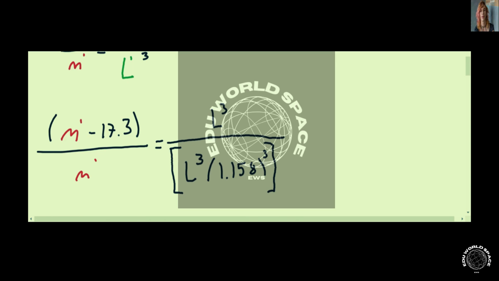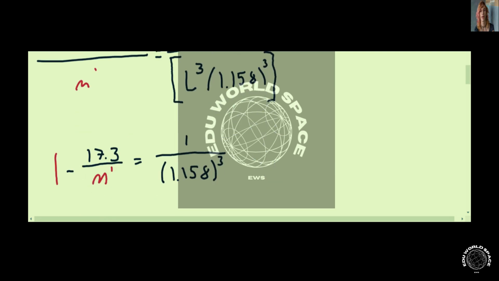At this point, we need to cancel our L cubeds, and we break up this fraction into two different fractions, because if we have a binomial or trinomial or whatever in our numerator, we can break that up into different fractions themselves. So we'll have M prime over M prime minus 17.3 over M prime. That first fraction will give us 1 minus 17.3 over M prime. And then we cancel the L cubes, so we'll have 1 over 1.158 cubed.